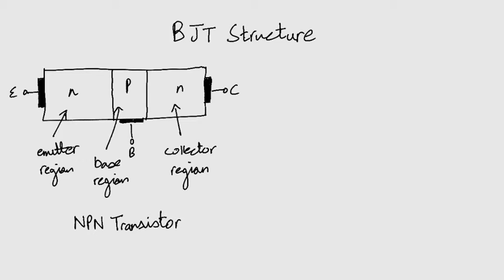Now the transistor consists of two PN junctions, the emitter base junction and the collector base junction. Depending on the bias condition of each of these junctions, four different modes of operation of BJT are obtained.